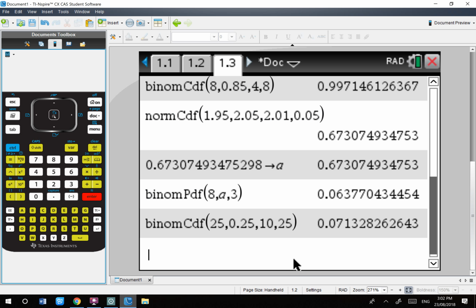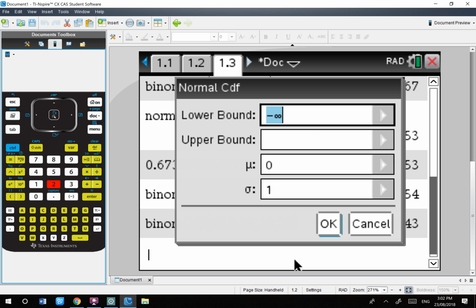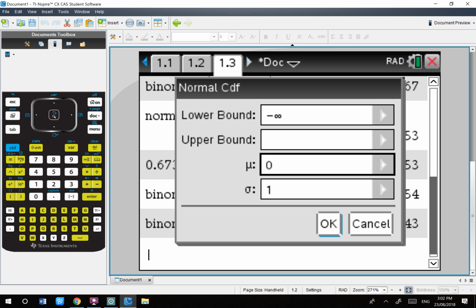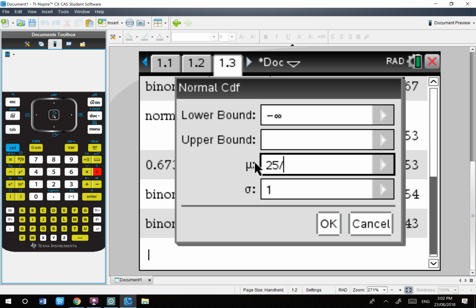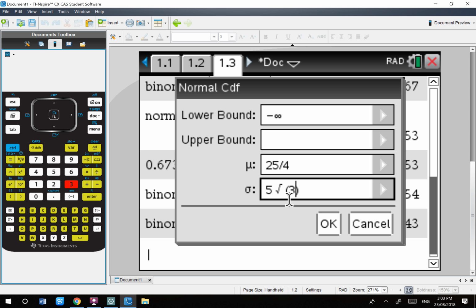So because it's the approximation, you go 2nd VARS, normal CDF. Okay, your mu is 25 over 4. I will just type that in first. And your standard deviation is 5 root 3 over 4.